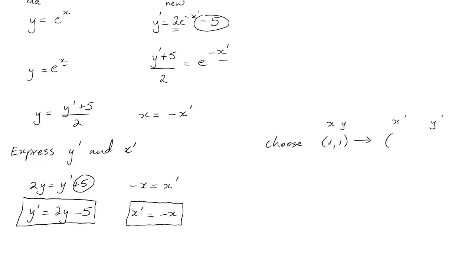We would just have to plug x equals 1 into this formula here, and we would get minus 1. And then we would plug y equals 1 into this formula, and we would get an output of 2 times 1, so 2 minus 5. So we would get negative 3. So those are the changes that occurred to the coordinate 1, 1. It turned into negative 1 and negative 3 after the transformation has been applied.